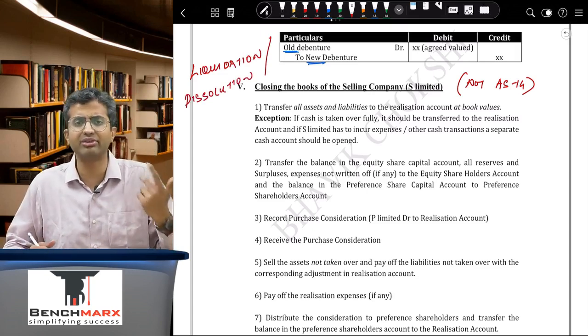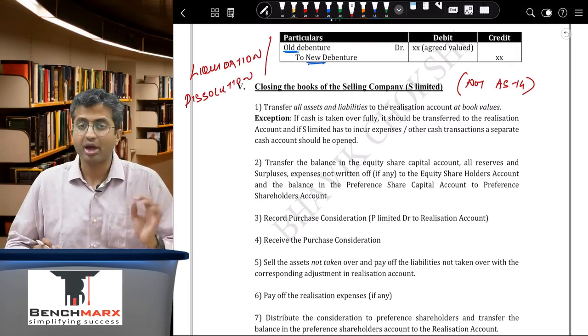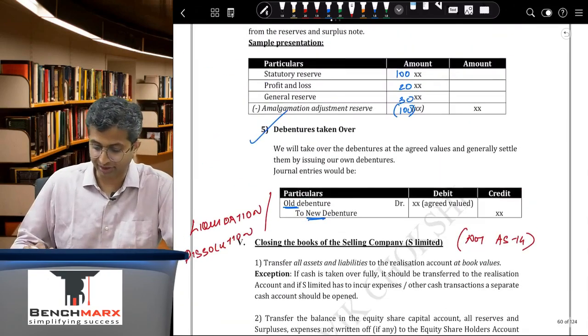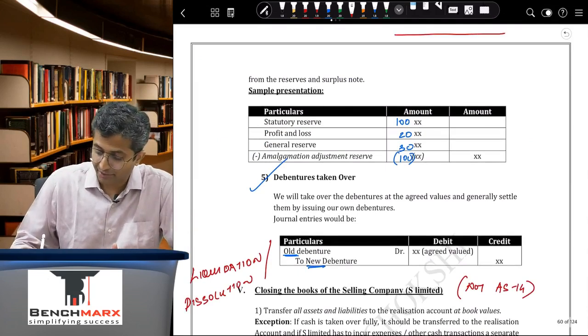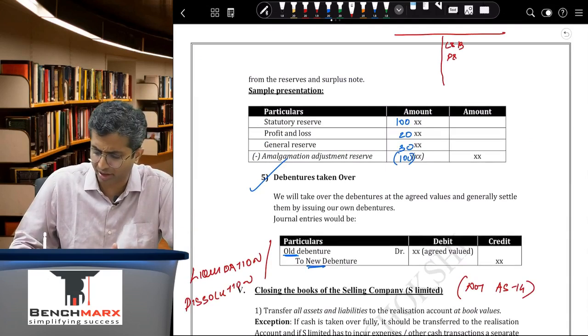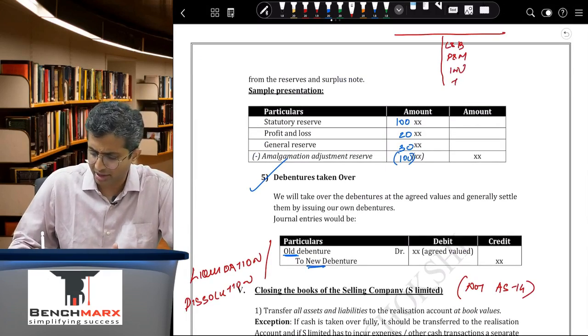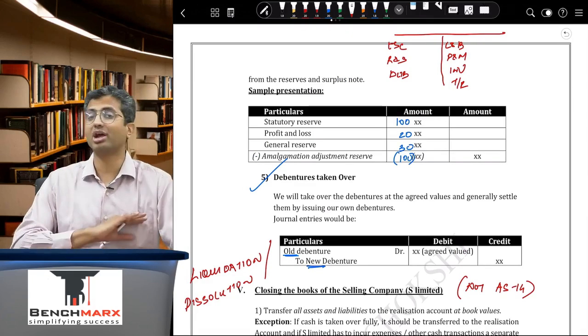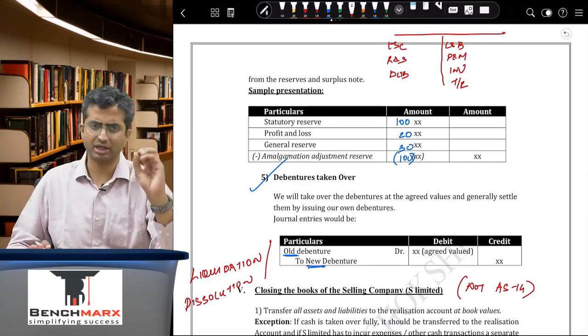So what are the things that you have to remember? Well, first of all, there might be a balance sheet of the selling company. Your idea is first to remove all assets and all liabilities from the balance sheet. There might be land and building, plant and machinery, inventories, trade receivables, everything, equity share capital, reserves and surplus, debentures, etc. You have to transfer all assets and all liabilities into a single account.